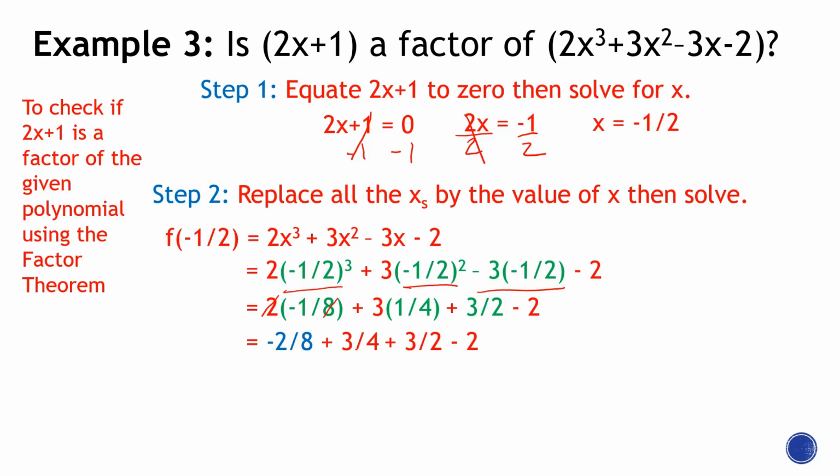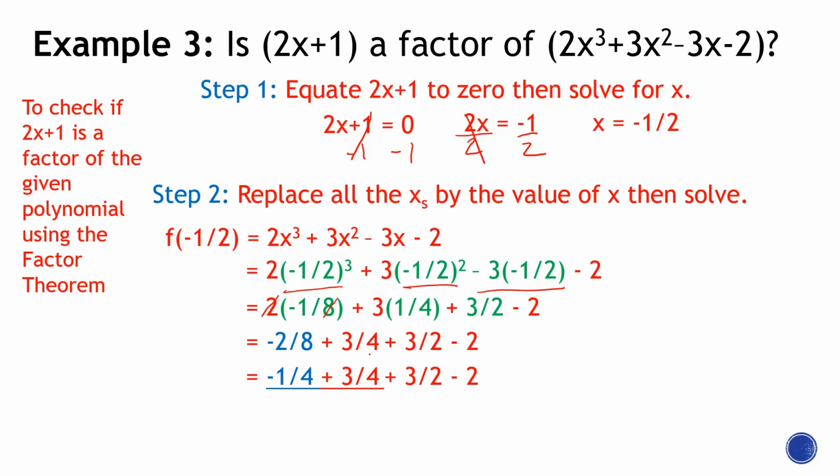3 times 1, by the way, is 3/4. Okay. Plus 3/2 minus 2. Now, we all know that we can simplify negative 2/8. That's negative 1/4, right? So what happens from this to that one is that negative 2 over 8 becomes negative 1/4. We simplified negative 2 over 8.